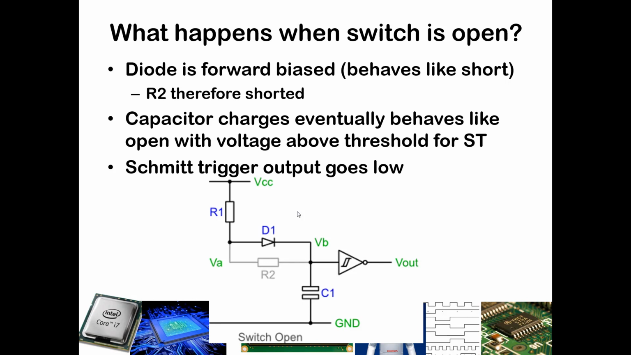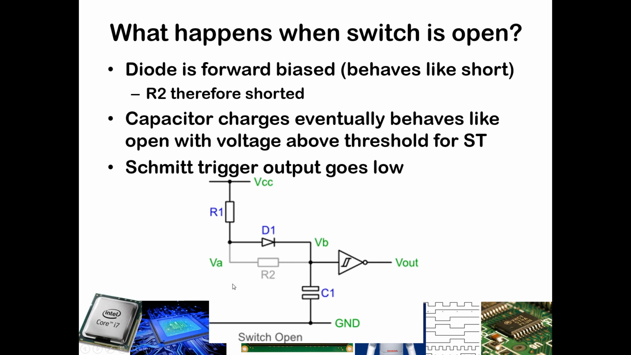So the current will flow from VCC through R1, through the diode with effectively no loss if we assume an ideal diode, and then it will start charging this capacitor. As it charges the capacitor higher and higher, eventually the potential across the capacitor will rise to the level where the Schmitt trigger will say it has detected a voltage above the threshold of influence, and when it sees that, it will invert and output a logic 0.